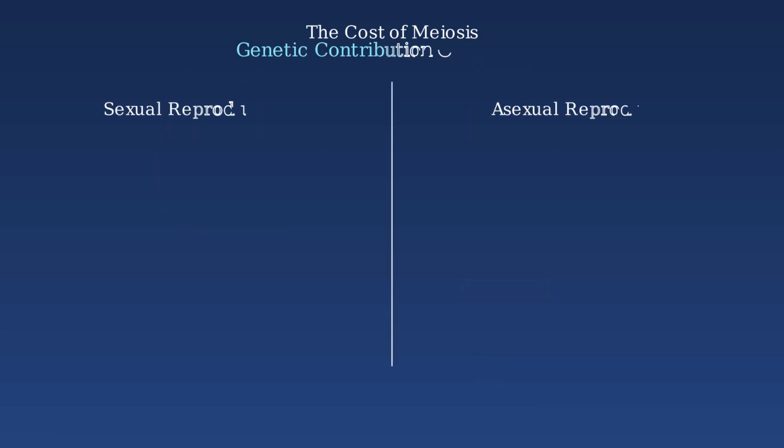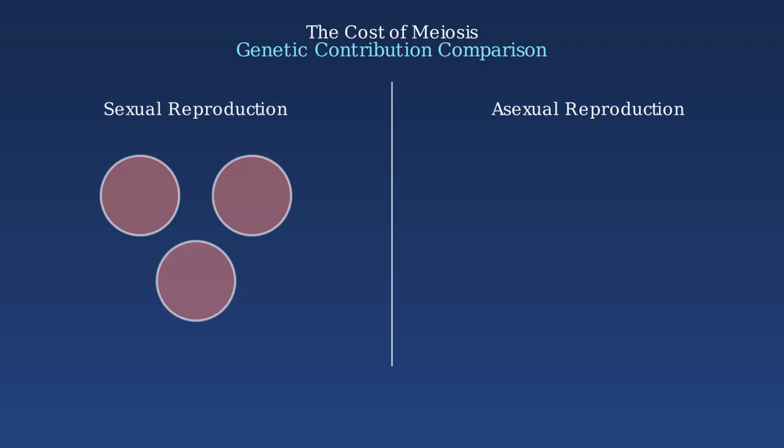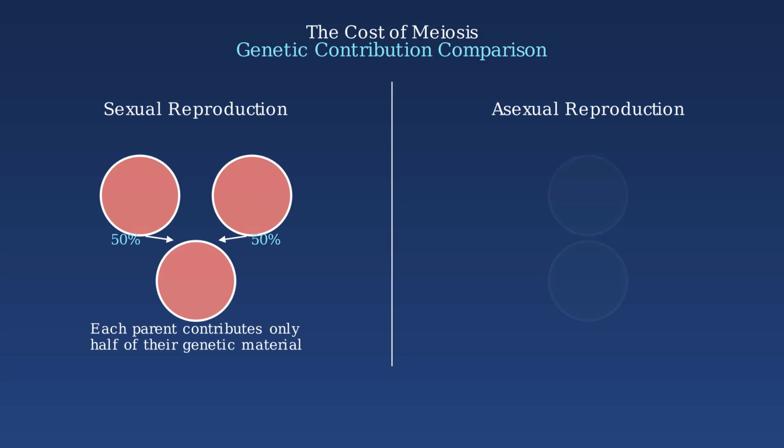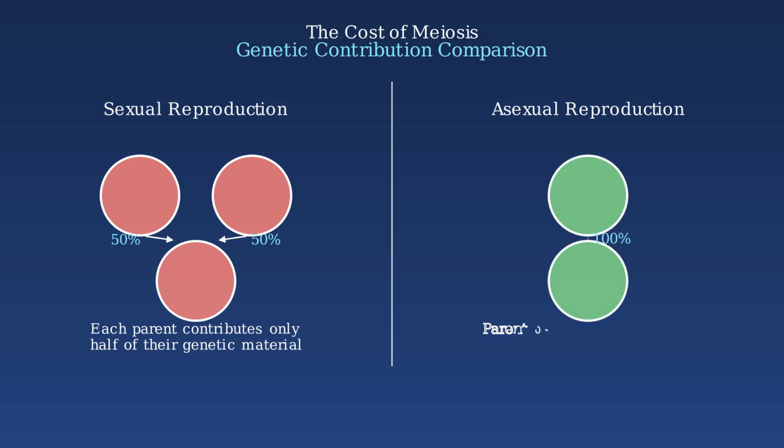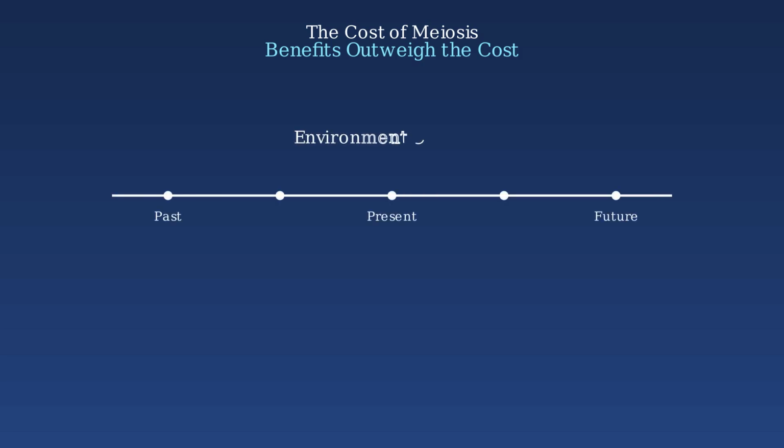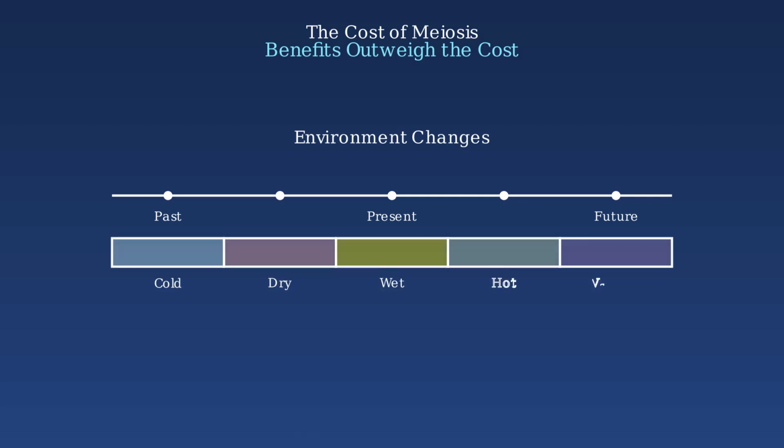Let's compare the genetic contribution in sexual versus asexual reproduction. In sexual reproduction, each parent contributes only 50% of their genetic material to the offspring. In contrast, asexual reproduction allows 100% of the parent's genes to be passed to the offspring. This 50% genetic contribution might seem like a disadvantage, but it offers crucial benefits. Environments change over time, presenting different challenges to organisms.